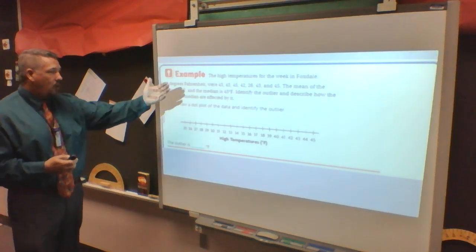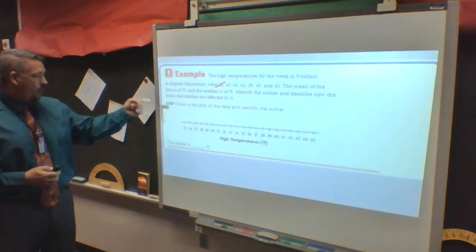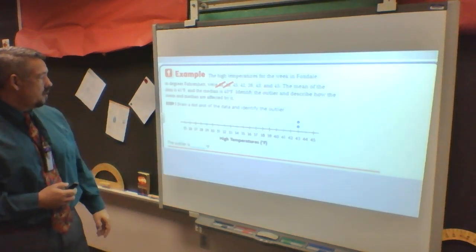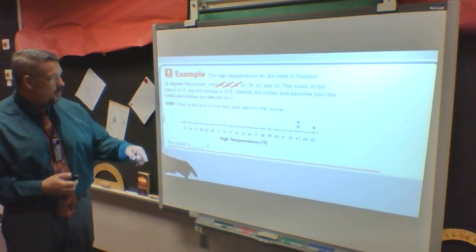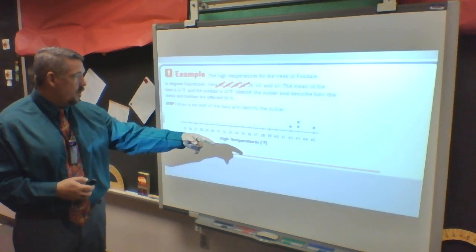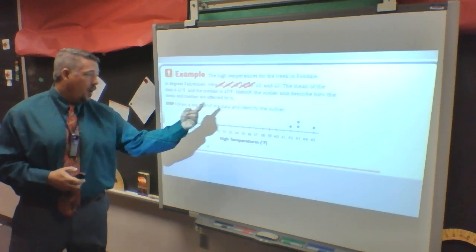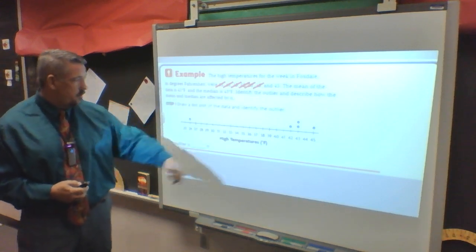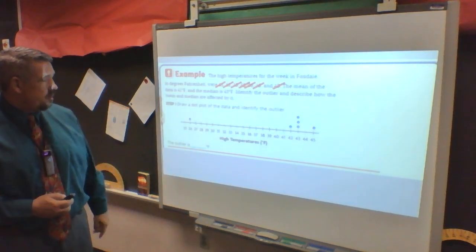That's going to be my first step. So I have to plot my information. I have 43, I plotted. A 43 again, I plotted. A 45, and I plotted. A 42, and I plotted. A 26, so we had a cold day there. And then we're back to 43, and then 45.